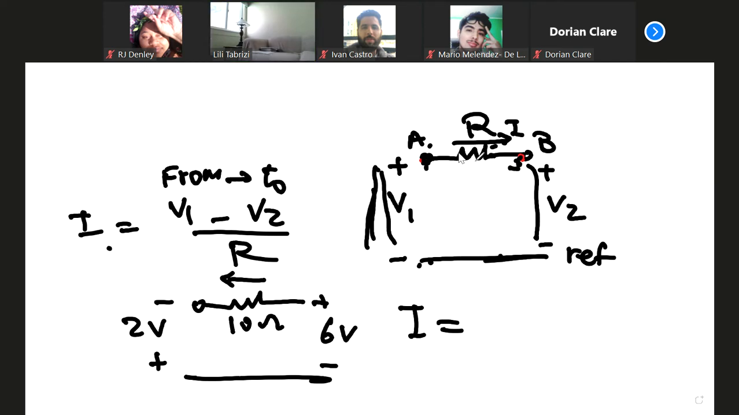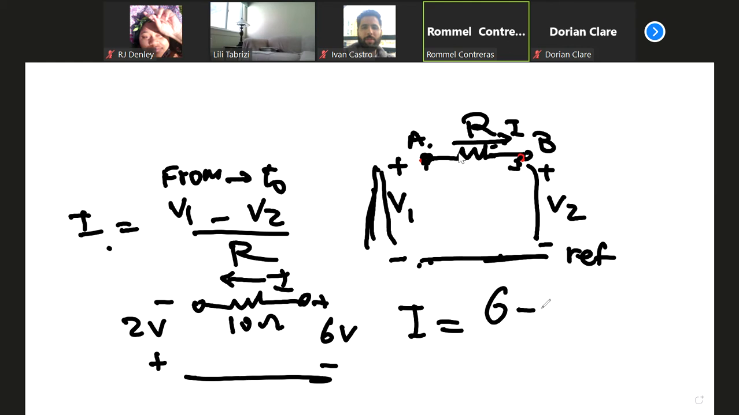Okay. Let's consider this problem. Shortcut. I don't want to write KVL. I don't want to write Ohm's law. One shot. What is that? Is it gonna be 6 volts, 6 minus 2 over 10?